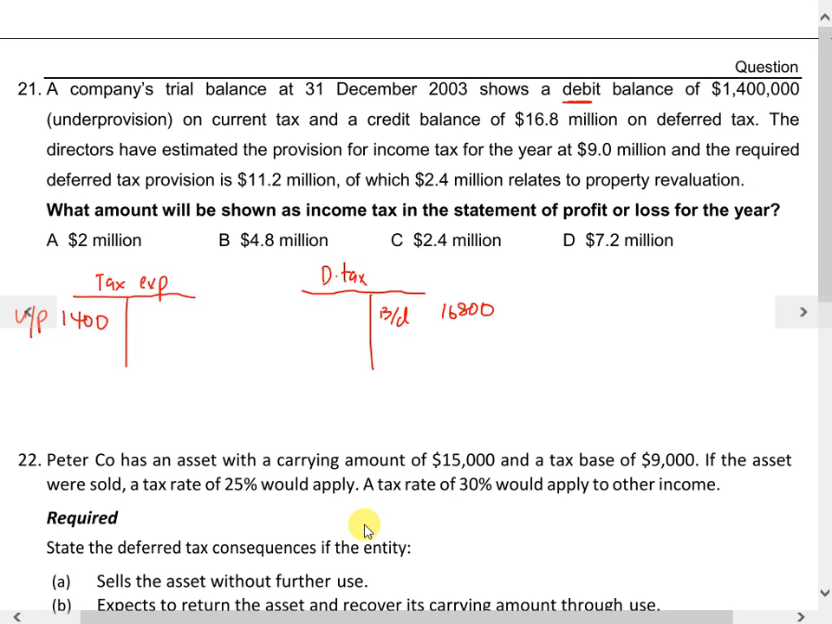The director has estimated the provision at 9 million. So this is the current year provision. Tax expense, debit 9,000, credit the taxation account.